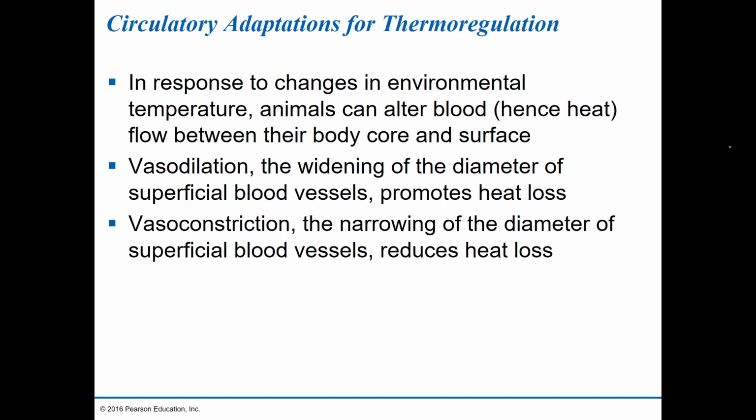In response to changes in environmental temperature, animals can alter blood flow between their body core and surface. So the two terms for that would be vasodilation and vasoconstriction. Dilation, you widen, you open the blood vessels, and that promotes heat loss. Constriction means that it shrinks the blood vessels and you get reduced heat loss. So when you're really hot and sweaty, your face is usually really rosy and red, right? When you're super duper cold, you turn blue and your face turns really pale.